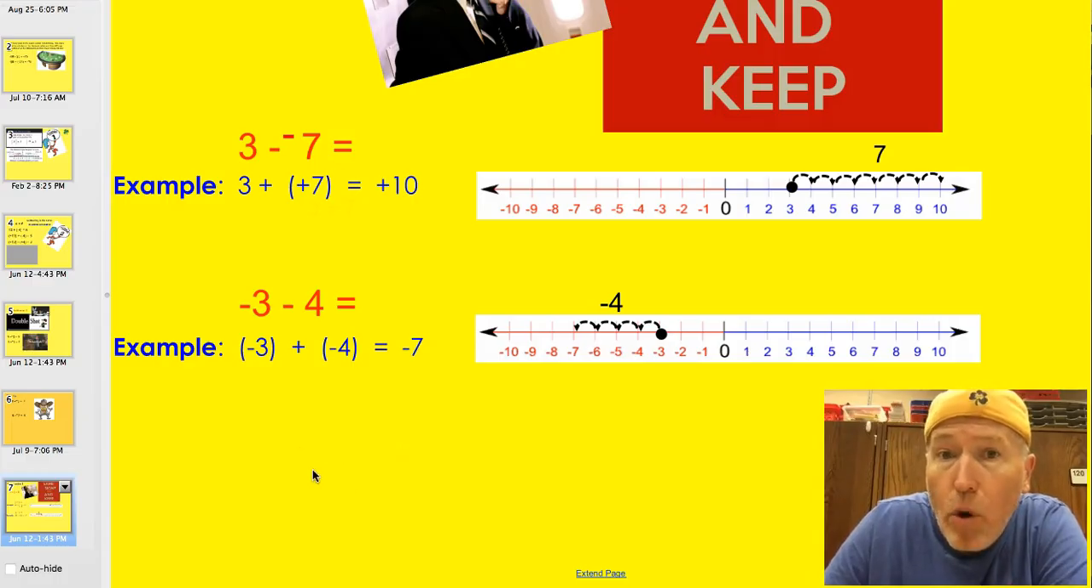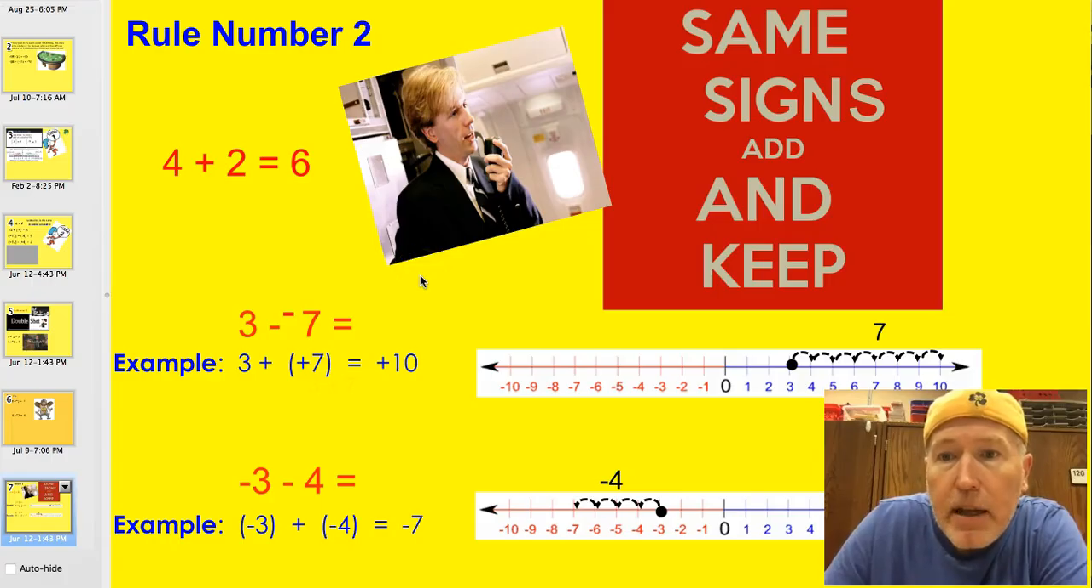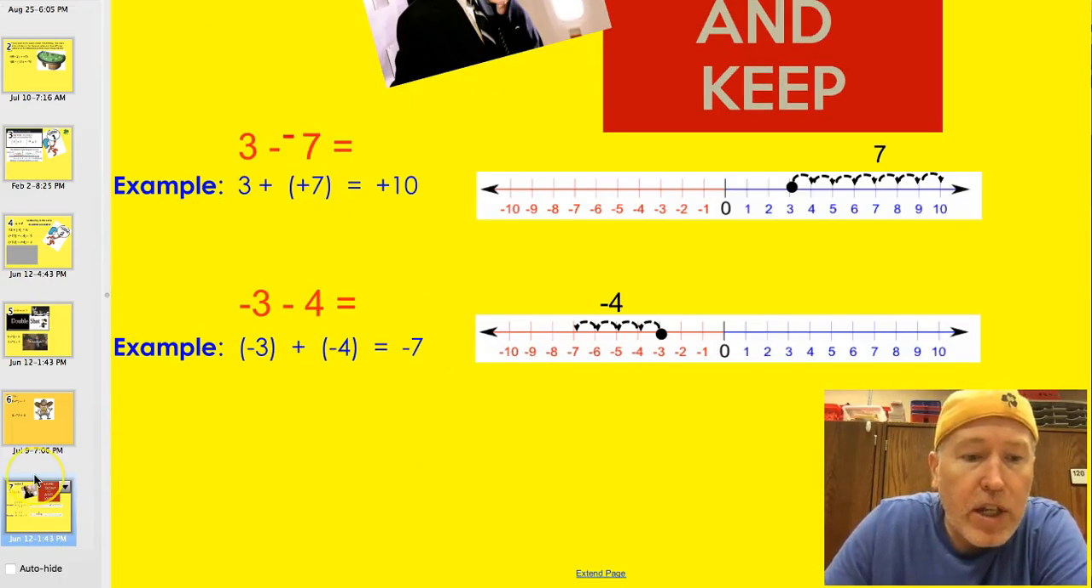All right. Rule 1, double shot. Psh, psh. Rule 2, same signs. Add and keep. Try these examples. See how you do.